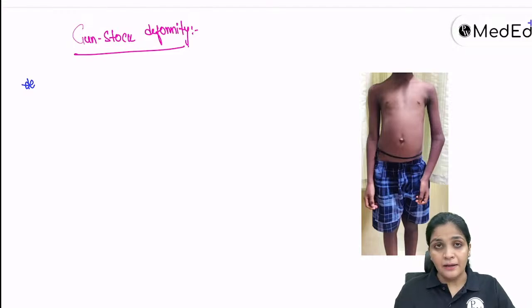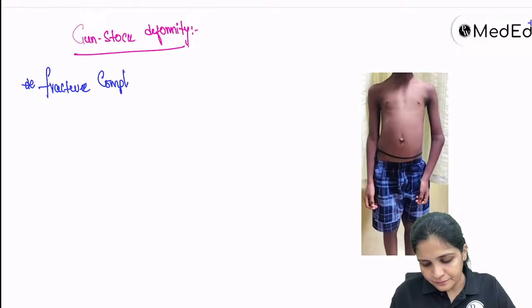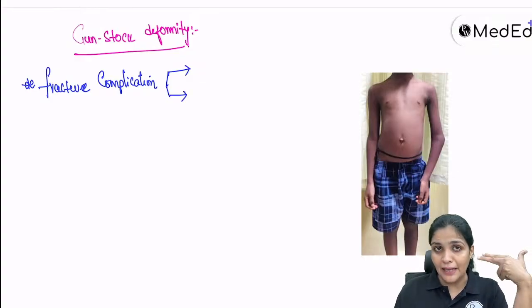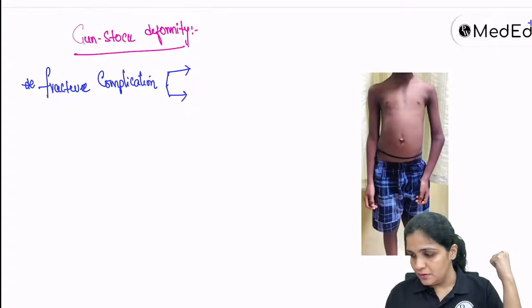What is this? This is a fracture complication. So what is that complication? There are two important complications for the fractures to unite. One is non-union and the other is malunion. So what is this? Is this a non-union or a malunion?